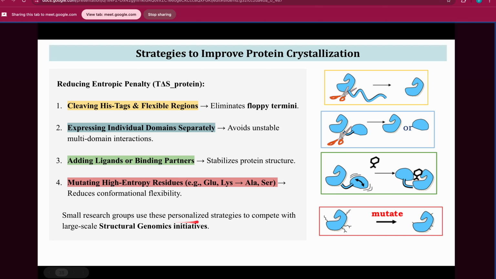These are some of the strategies which different research groups generally use, and they personalize them according to their needs, which helps them compete with the large scale structural genomic initiatives. In this way, these strategies will help you get properly ordered crystals, and the formation of the crystal will be favorable.